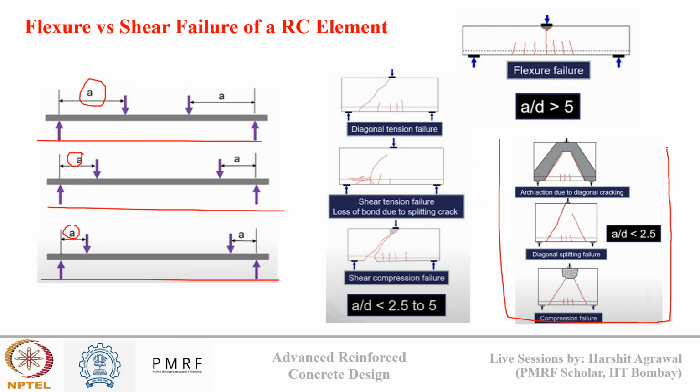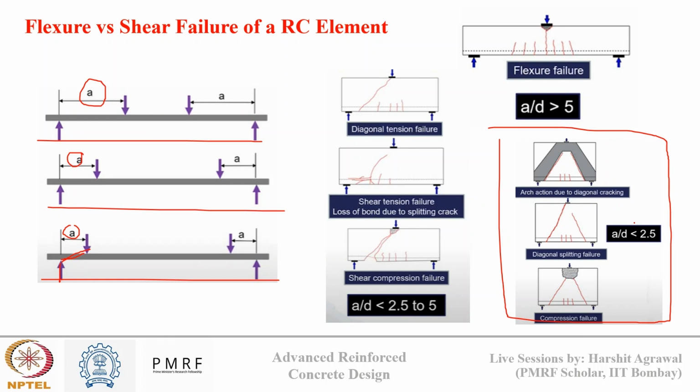If my a by d ratio is less than 2.5, this case I am talking about, when the load acting is very close to the support, what will happen? We will see that shear failure dominates by creating an arch failure which runs diagonally from the support to the loading point. From this point, a crack will run diagonally at an angle of 45 degrees, and it will cause shear failure. So when the a by d ratio is less than 2.5, we say that shear failure dominates over flexure failure.